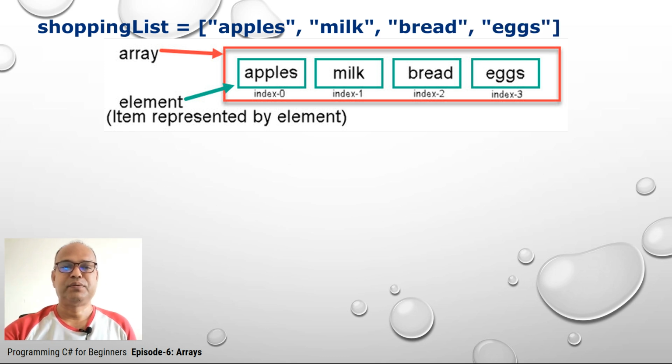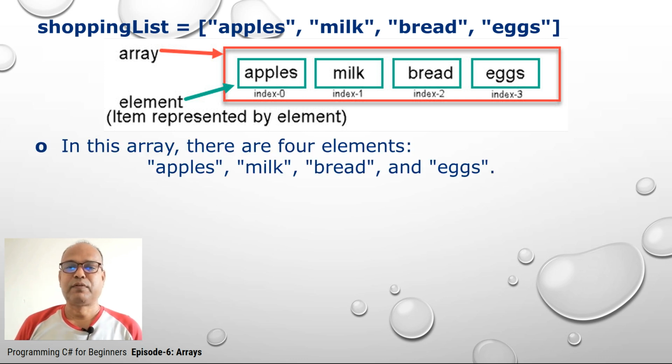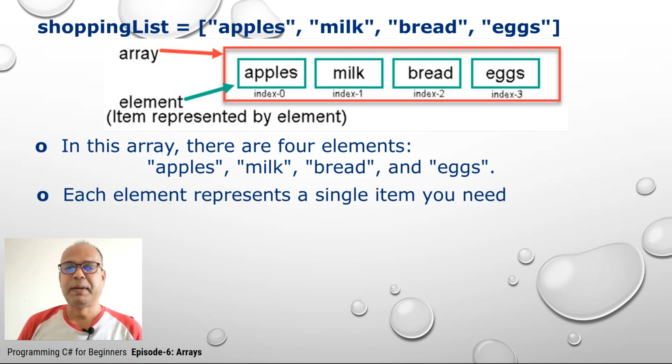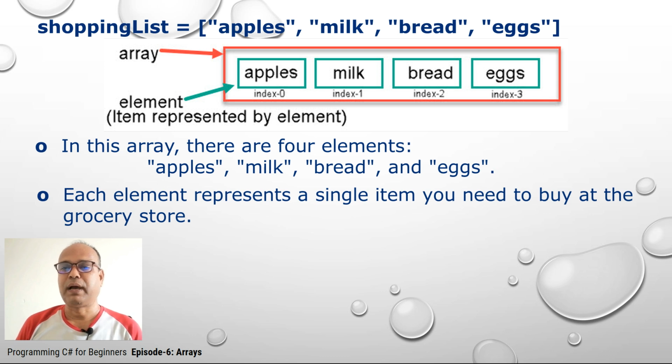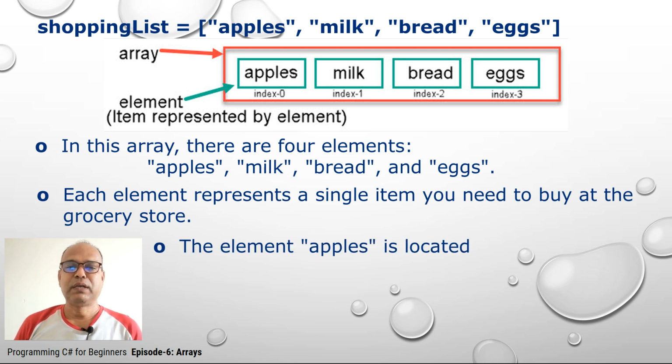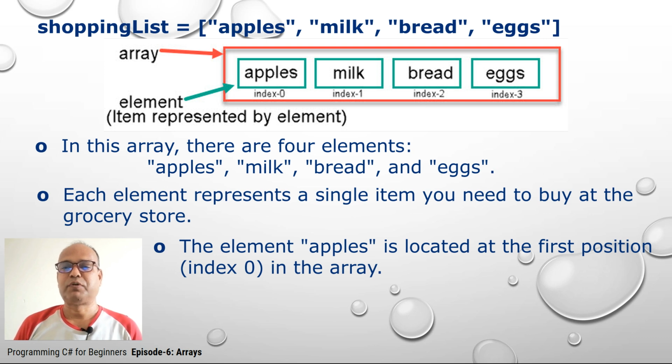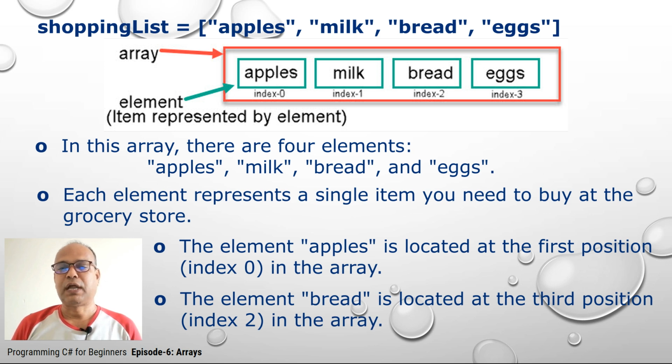Let's consider a scenario. You have a grocery list stored as an array called shopping_list. shopping_list = [apples, milk, bread, eggs]. In this array, there are 4 elements: apples, milk, bread, and eggs. Each element represents a single item you need to buy at the grocery store. The element apples is located at the first position, index 0, in this array. The element bread is located at the third position, index 2, in the array.